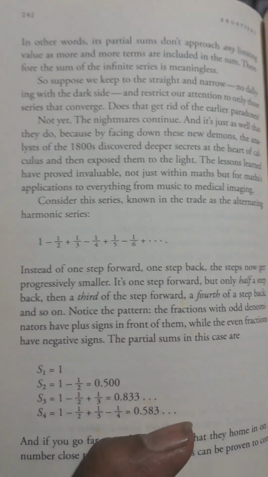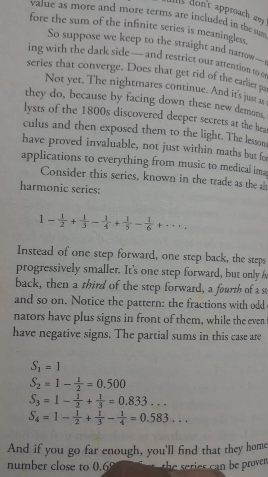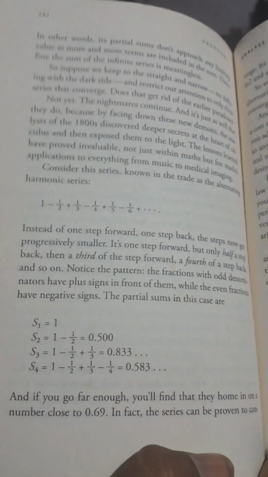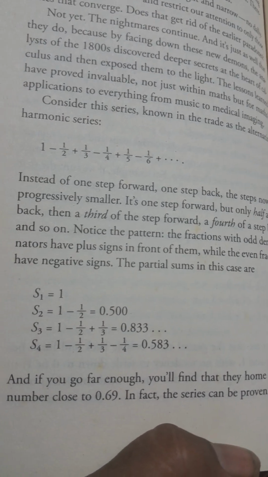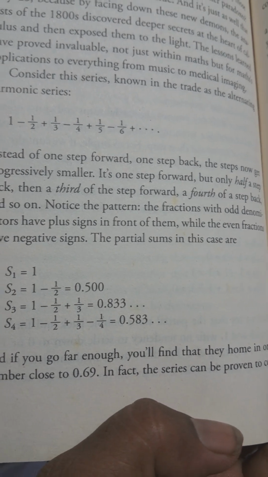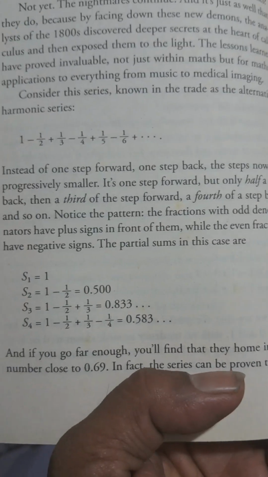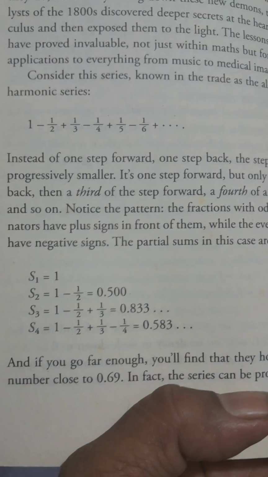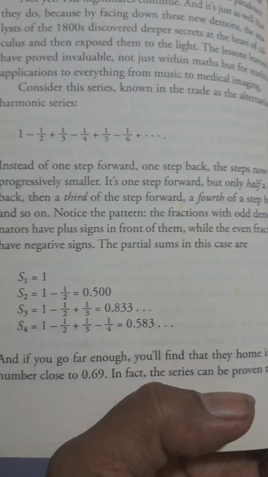But still there are issues involved. So you consider this series: 1 minus 1/2 plus 1/3 minus 1/4 plus 1/5 minus 1/6. Here actually what happens is the partial sums don't oscillate the same way. Instead of one step forward, one step backward, the steps now get progressively smaller. One step forward but only half a step back, then a third forward and a fourth step back.